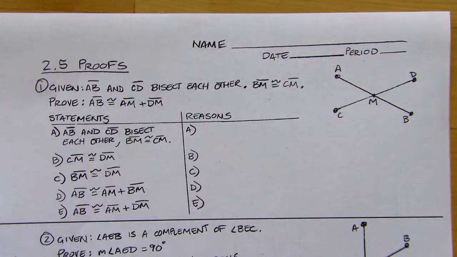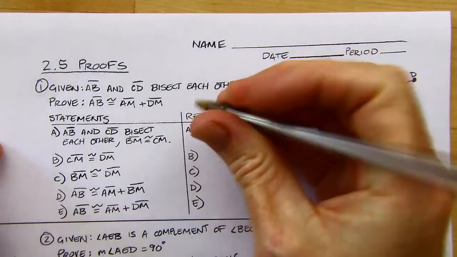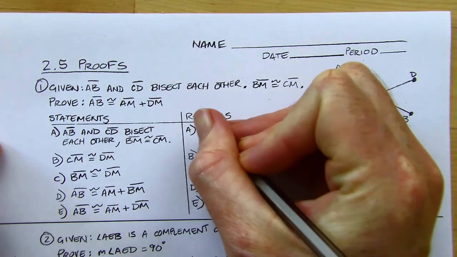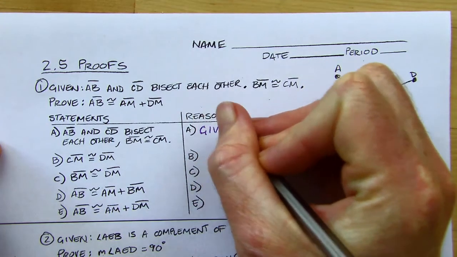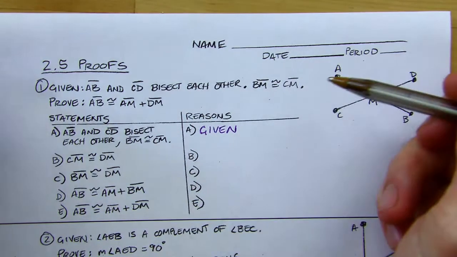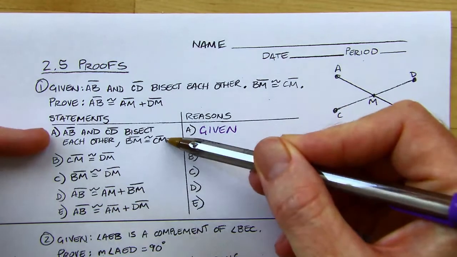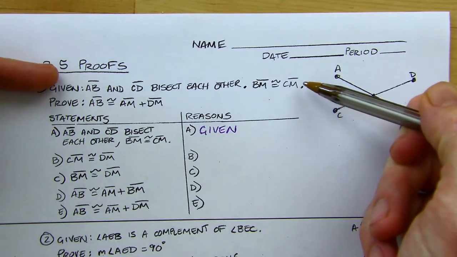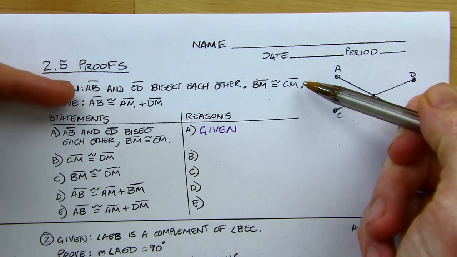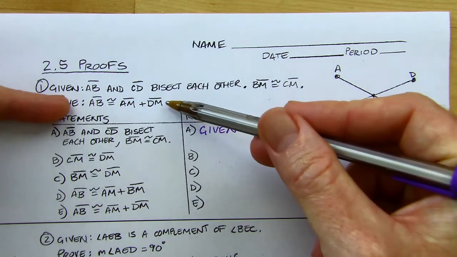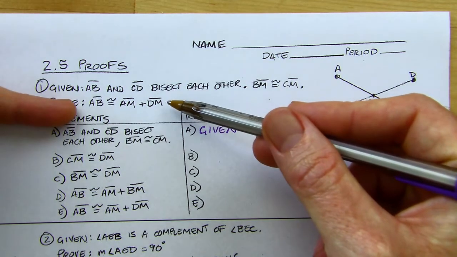Okay, so here's number one. Without even reading this, I'm pretty confident that the first reason is always going to be given. And we can justify, we can double check this, right? That this information here is the same as what's given up there. Okay, so we're trying to get from this given info to this, what we're trying to prove.